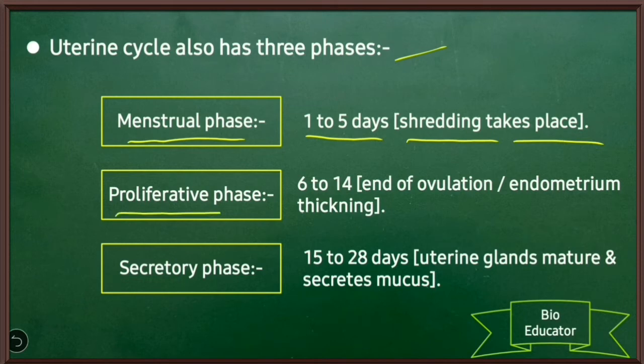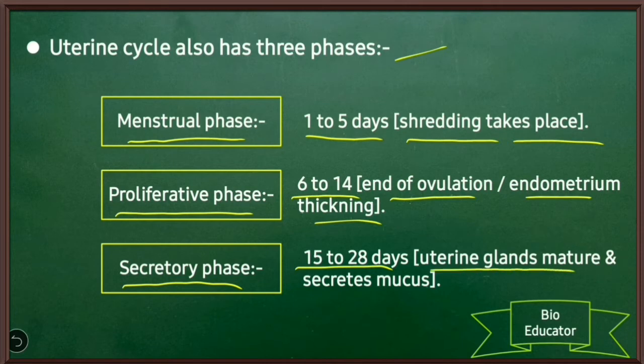Second, the proliferative phase. It occurs from day 6 to 14. In this phase, ovulation ends and endometrium thickening takes place. Third, the secretory phase. It occurs from day 15 to 28. In this phase, the uterine glands mature enough and start secreting mucus.